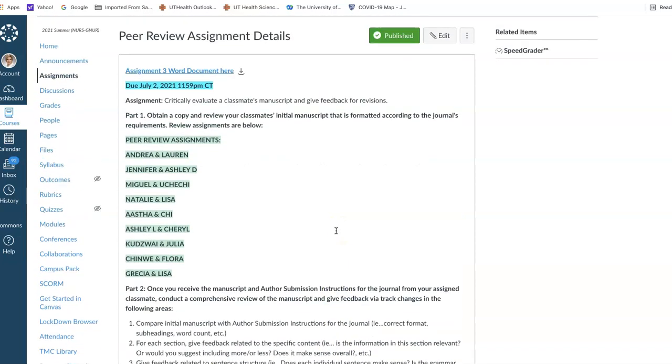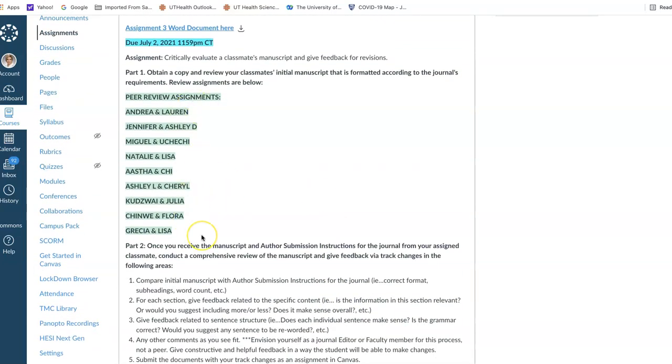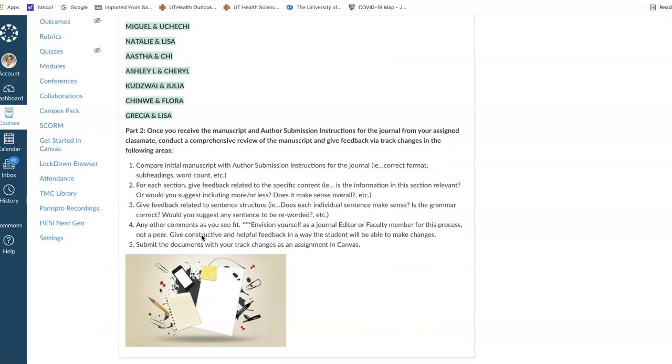So here's your assignment. You have your peer review assignment, so that's easy. I'm just going to go over part 2, compare the initial manuscript with the author submission instructions. Don't spend a lot of time on this. I would just kind of glance over it. Does it look like APA, if that's what they asked? For you, I don't want to spend a lot of time here. Typically the journals may or may not check on this first round, but it needs to be pretty close to exactly what the journal is asking for.